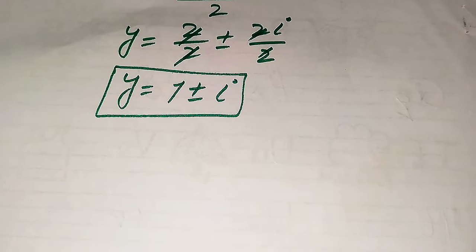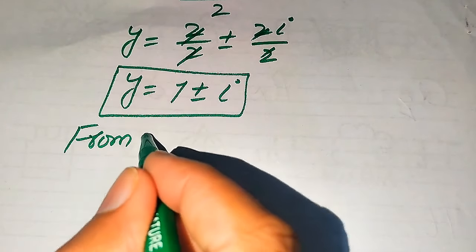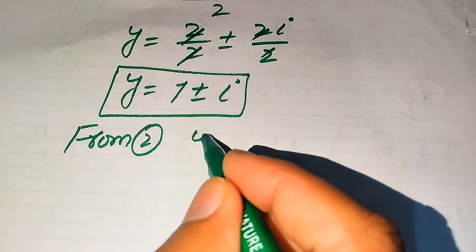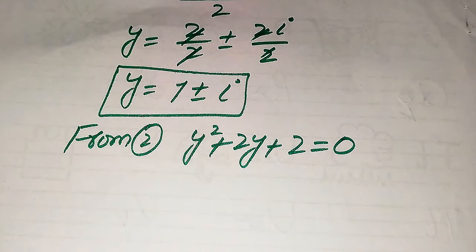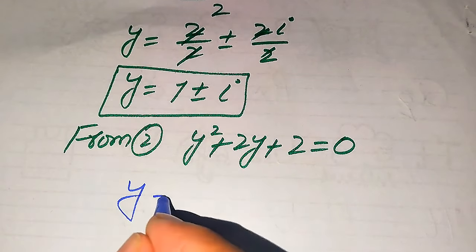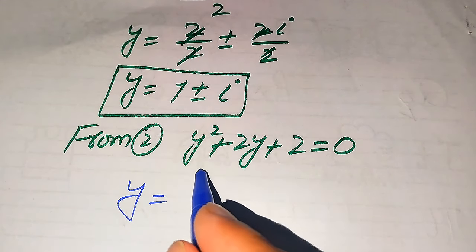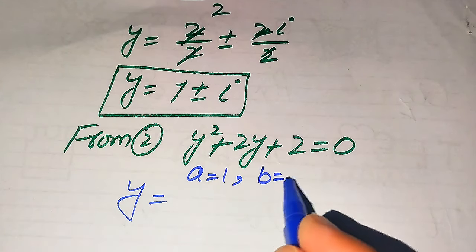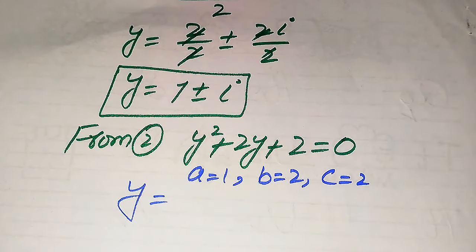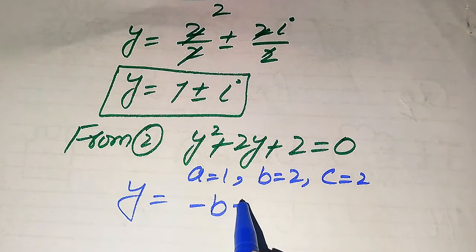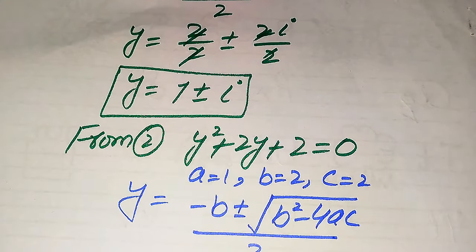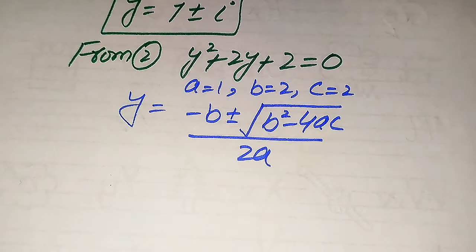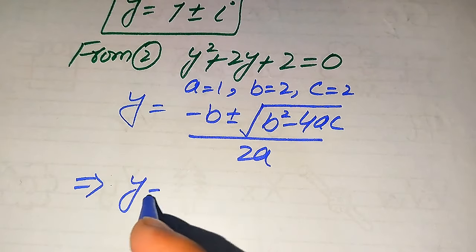And now in order to find the other two roots we need to focus on equation number 2. First we copy down equation number 2. Here it is y square plus 2y plus 2 equals 0. In this equation we again apply the quadratic formula and we get the other two roots. For this we first write the coefficients of this equation: a is equal to 1, b is equal to 2 and c is equal to 2, and we state the quadratic formula as minus b plus minus square root of b square minus 4 times ac, divided by 2 times a.